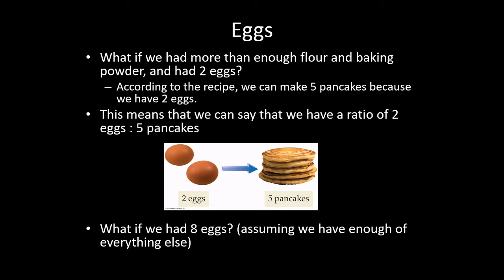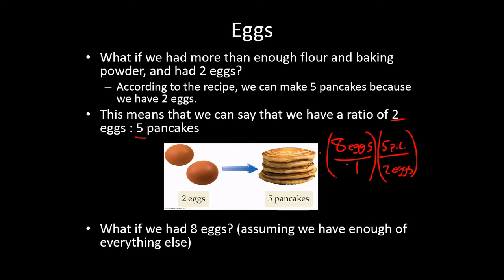So, what if we had 8 eggs? Again, assuming that we have more than enough of everything else. If we have 8 eggs, what we can do is we can use this ratio of 2 eggs for every 5 pancakes, and we can essentially use that ratio as a conversion factor. So we know that for every 2 eggs, we get 5 pancakes.